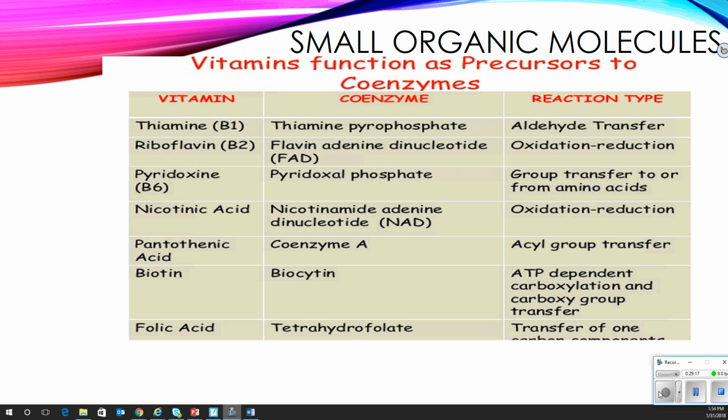Okay, so we could do that with each of them if we wanted to, and go through the different diseases that are found. But for every enzyme that we have, our body needs a coenzyme to work. A lot of people talk about vitamins. Vitamins are your cofactor to your coenzyme that will get a reaction going.